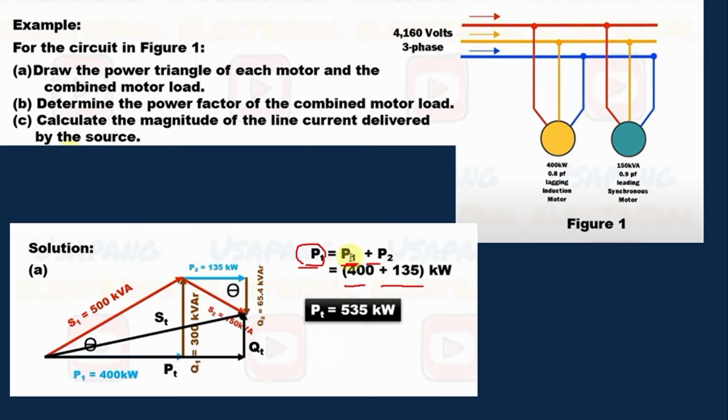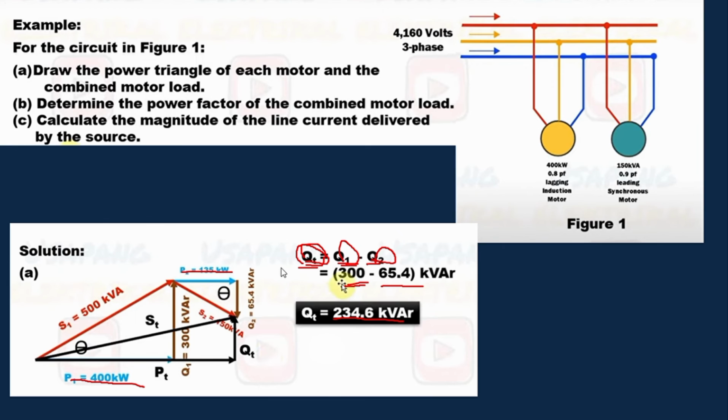So when we combine them, this will be the result. The total P is equal to P1 plus P2. This is P1, which we obtained here: 400 kilowatts, plus P2, this one, 135 kilowatts. So the total P is 535 kilowatts.